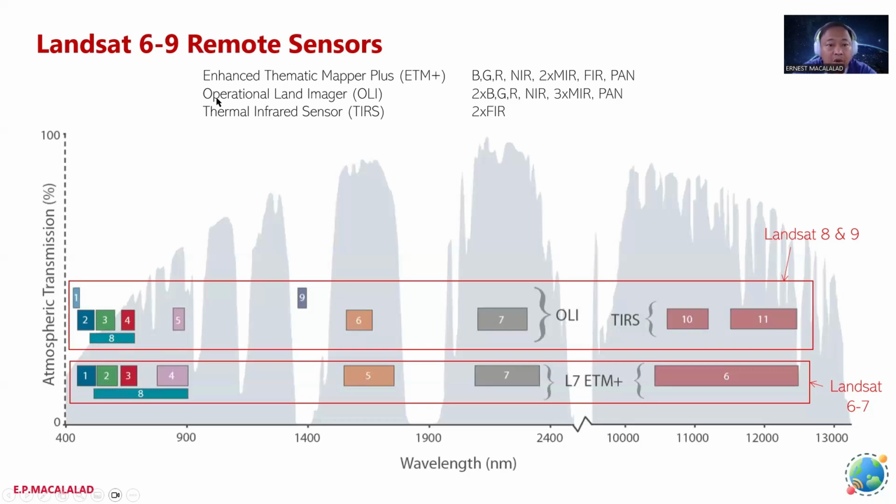And then aside from the OLI sensor, it has a separate thermal infrared sensor. It has two far infrared or FIR bands, that's bands 10 and 11. Okay, so each band has a specific use.